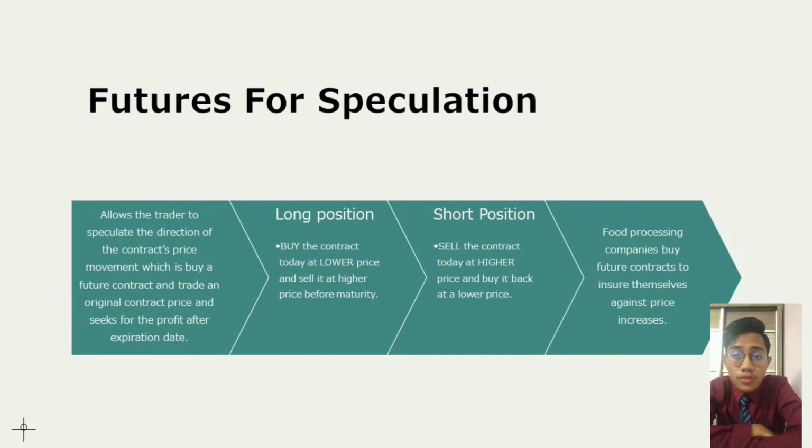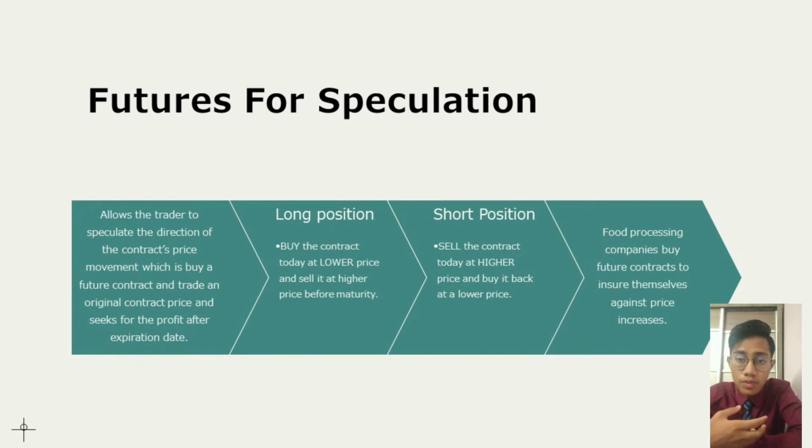For speculation, futures allow the trader to speculate on the direction of the contract price movement, which is to buy a futures contract at the original contract price and seek profit after the expiration date. It has a long position, which is to buy the contract today at a lower price and then sell it at a higher price before maturity.